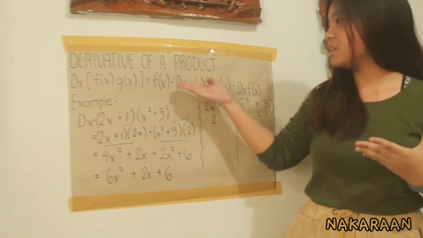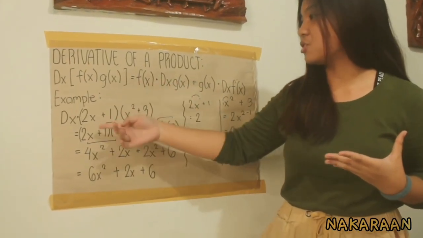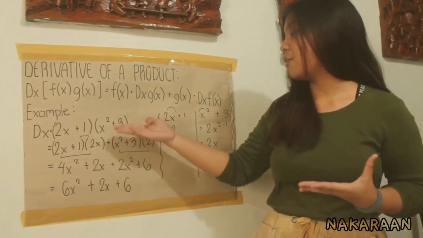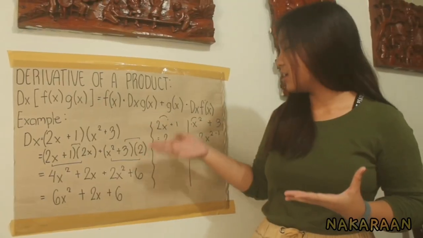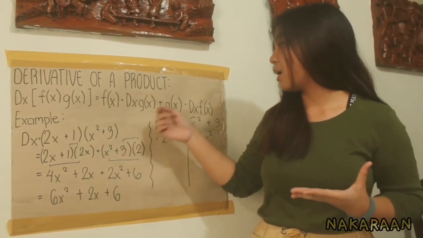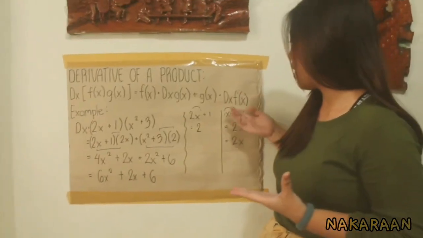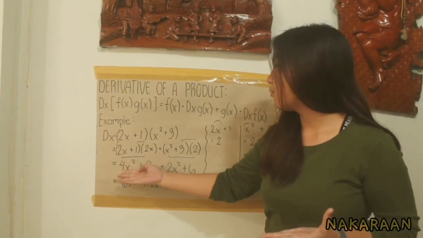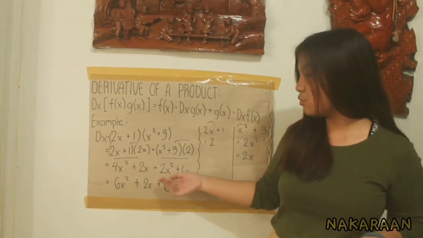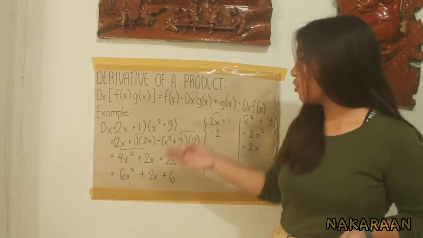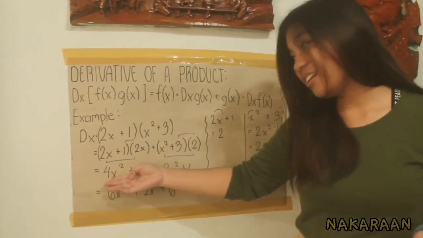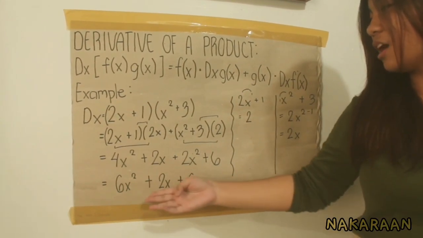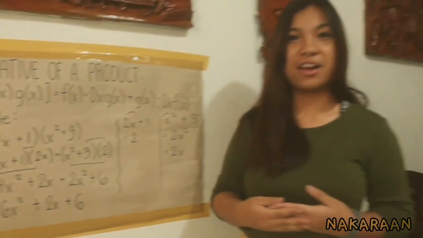So with the formula, we'll be substituting our values. Our f of x, which is 2x plus 1, will be multiplied by the derivative of g of x, which is 2x. It will then be added to g of x, which is x squared plus 3, multiplied by the derivative of f of x, which is 2. After multiplying the terms, we will receive 4x squared plus 2x plus 2x squared plus 6. Combining the like terms, 4x squared and 2x squared, we will then have 6x squared plus 2x plus 6, which will be our final answer.